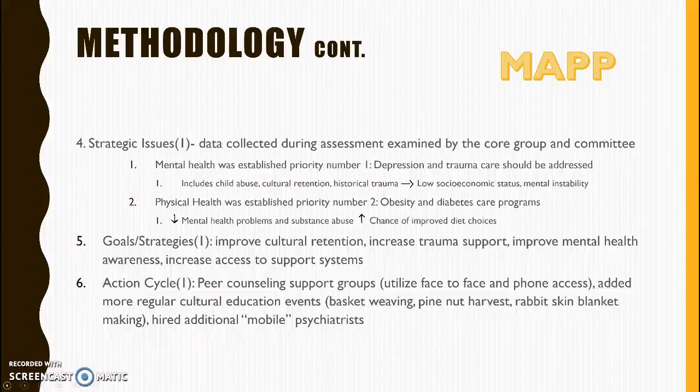The second priority health issue that they decided they wanted to look at was physical health, specifically obesity and diabetes. Both groups agreed that perhaps by decreasing the mental health problems and substance abuse issues within the community, there may be an increased chance of improving diet choices and lifestyle choices for this community.